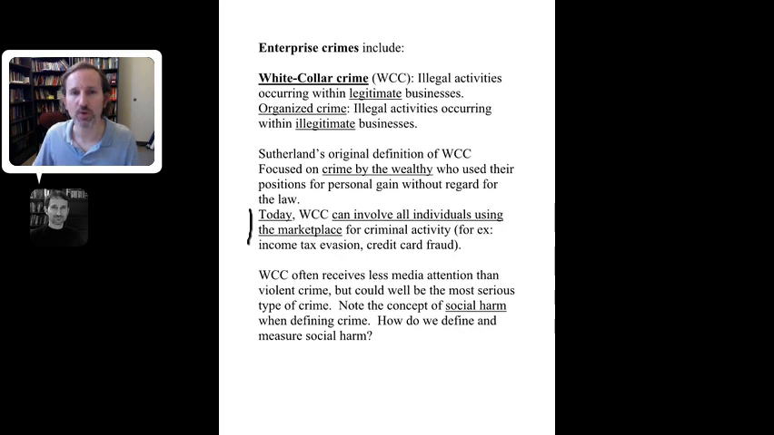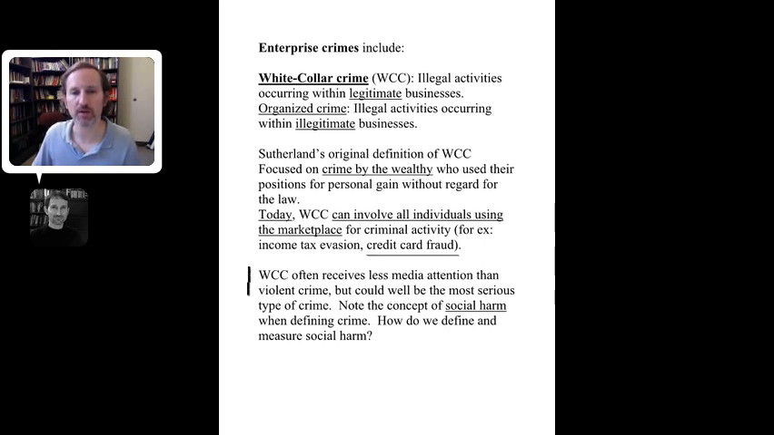Today, though, white-collar crime involves all kinds of different things where individuals are using the marketplace basically for some type of criminal activity. So, for example, people who engage in income tax evasion, they certainly are not necessarily wealthy people, as in Sutherland's original definition, but they are considered one type of white-collar criminal. Credit card fraud is another type of white-collar crime that's studied today.